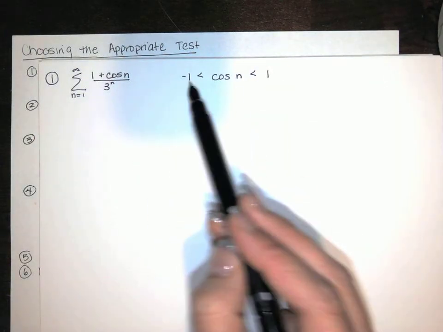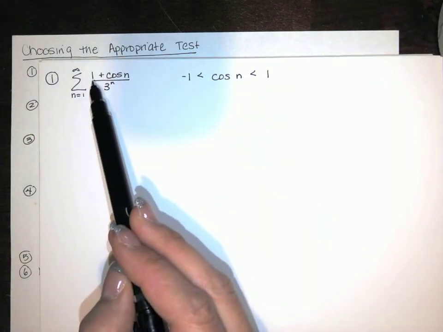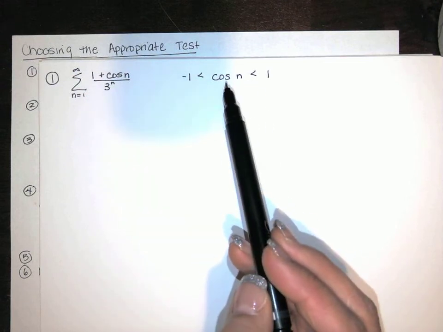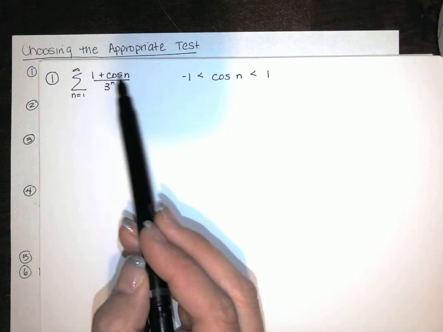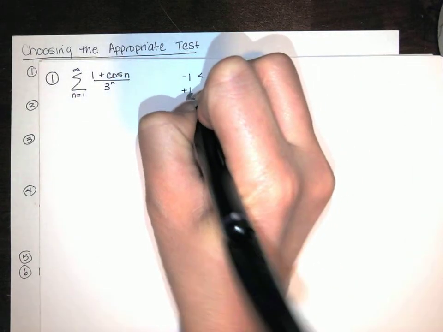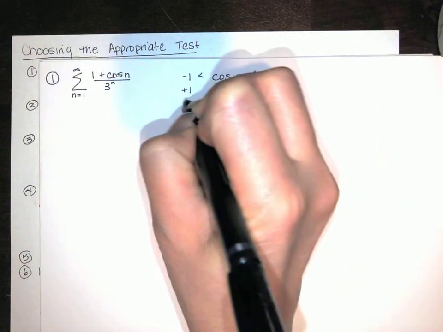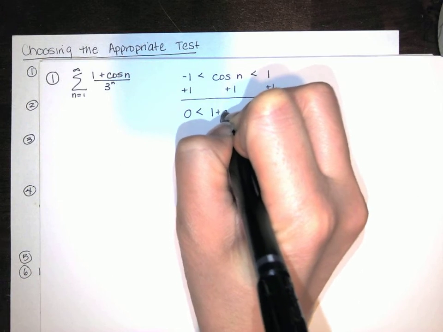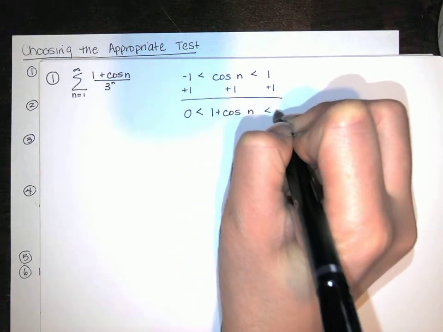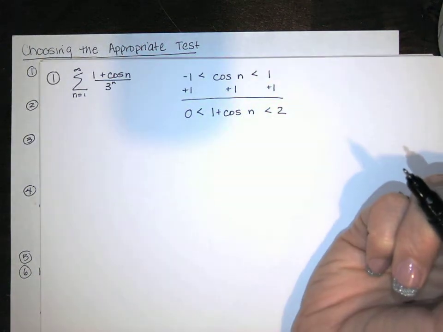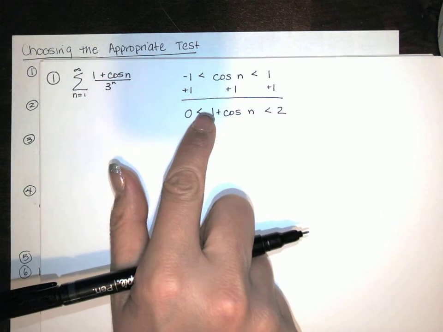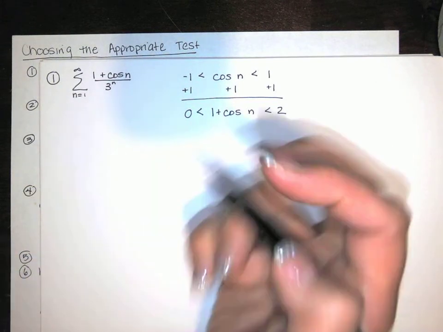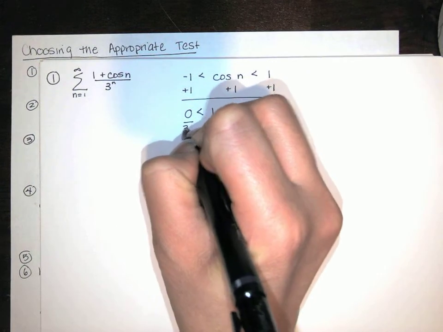Well, I can manipulate this inequality until 1 plus cosine of n over 3 to the n is in the middle here. So first of all, I need a 1 plus that. So I'm going to add 1 to all 3 parts. So 0 is less than 1 plus cosine of n, and that's less than 2, and I'm trying to make this middle expression look like my nth term. So I'll divide all 3 parts by 3 to the n.